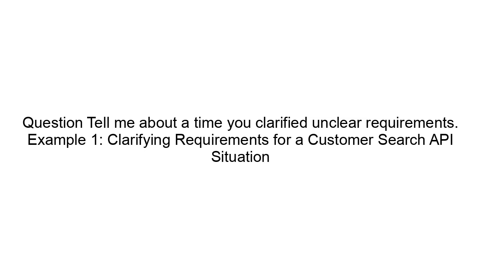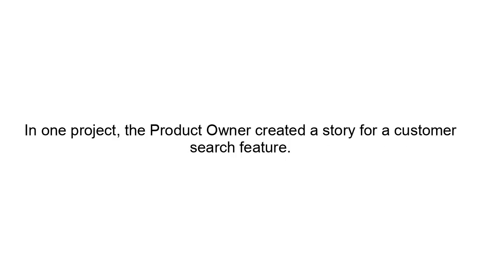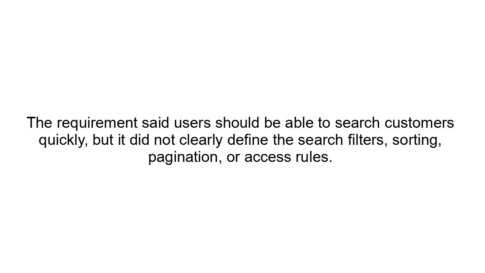Question: tell me about a time you clarified unclear requirements. Example 1: clarifying requirements for a customer search API. Situation: in one project, the product owner created a story for a customer search feature. The requirement said users should be able to search customers quickly, but it did not clearly define the search filters, sorting, pagination, or access rules.